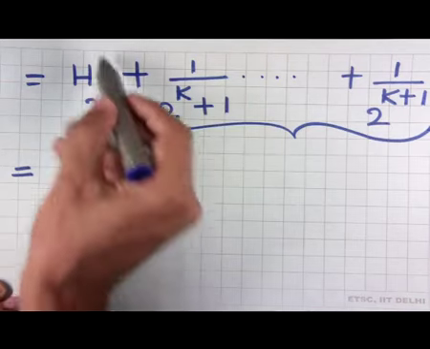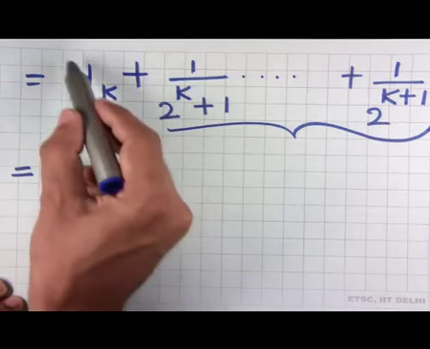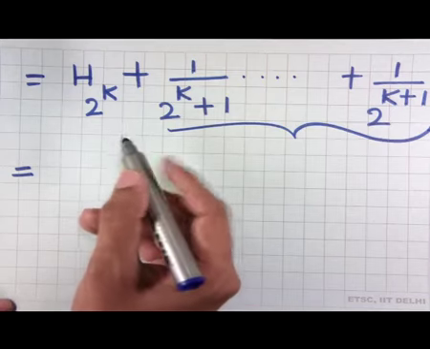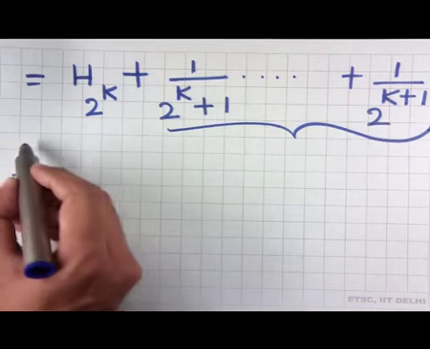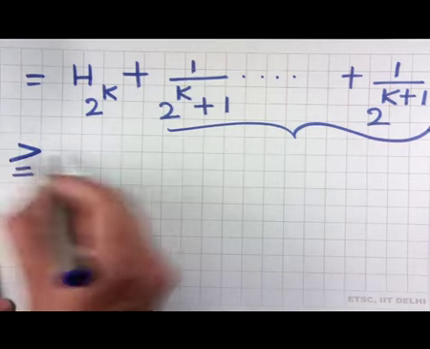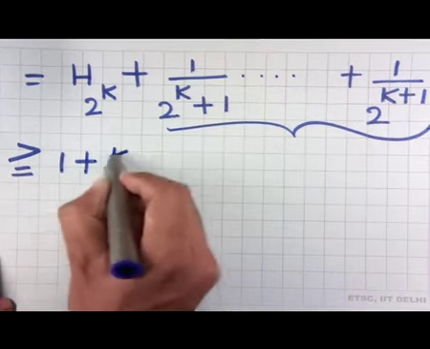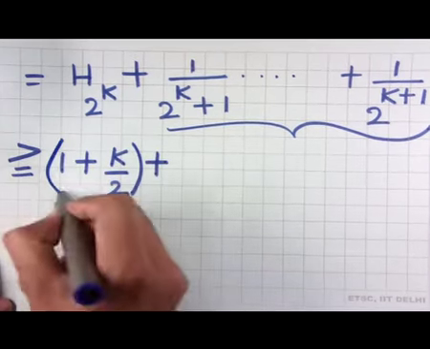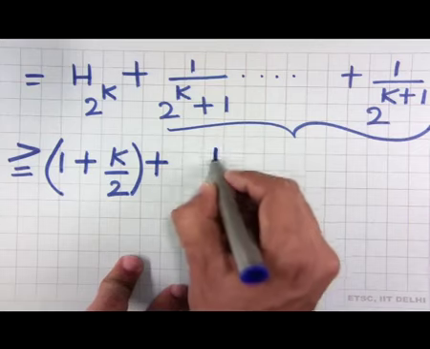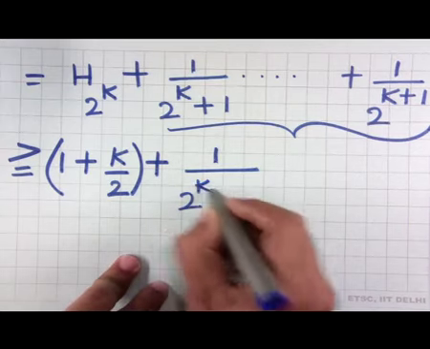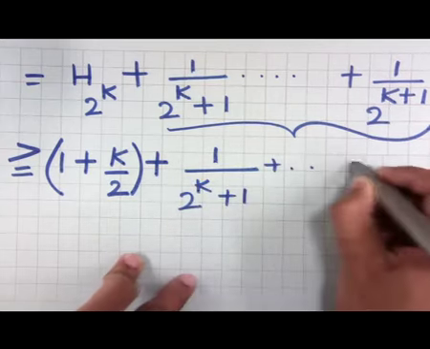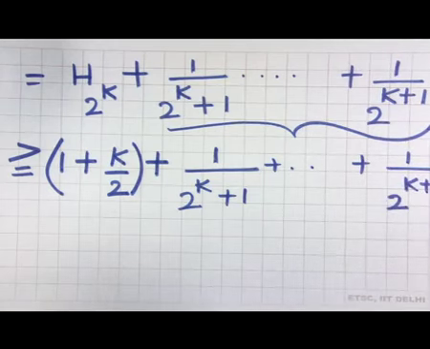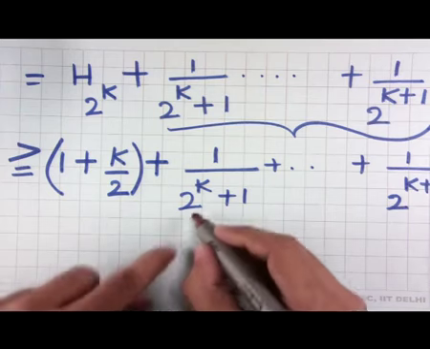Now, coming to the first term, namely the harmonic number H 2 power k, and applying the inductive hypothesis, we see that this is greater than or equal to 1 plus k by 2, plus the remaining terms. For the time being, let me write as it is: 1 by 2 power k plus 1 plus etc. plus 1 by 2 power k plus 1. In number, there are 2 power k terms.